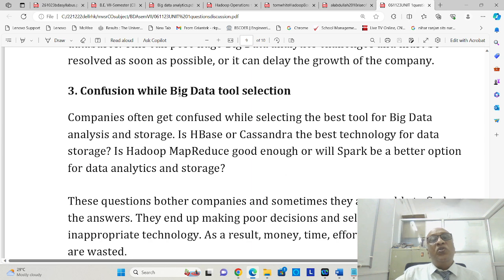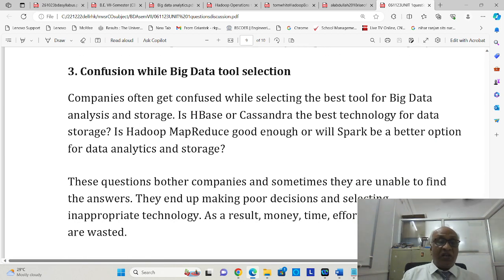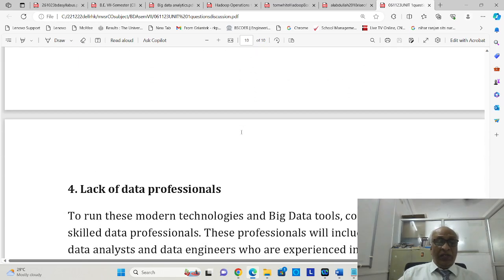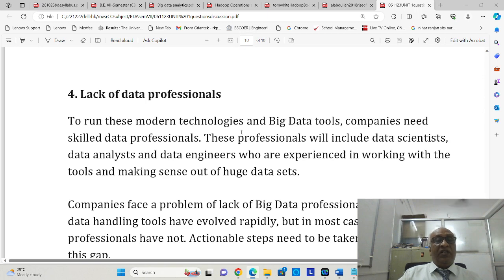There are so many tools available in the big data world. So which tools should I select, whether I should go for HBase or Cassandra, whether I should go for Hadoop or Spark. These are the challenges which again pose a challenge in handling big data.